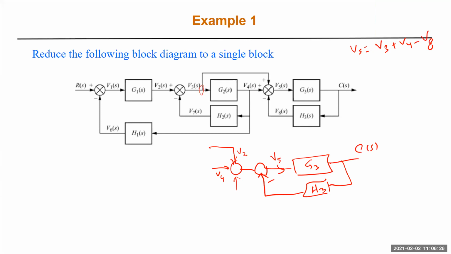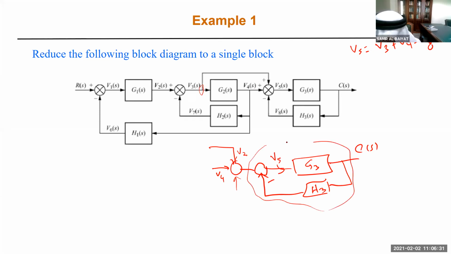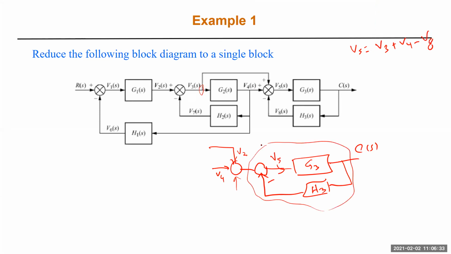No, you did not do anything wrong, Doctor. Excuse me, Doctor. Yes. V2 and V4, where did the other signal come from? Sorry, I didn't get it. Say that again. This is V3, and this is V4. V4 is coming to this. Take V5 here. Look at V5. What is V5 equal to? It's equal to V4 plus V3 minus V8. This is what I put.